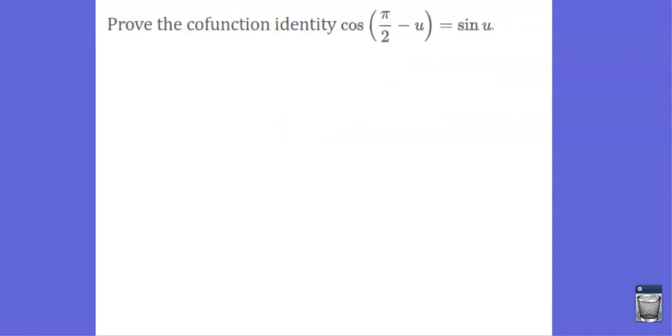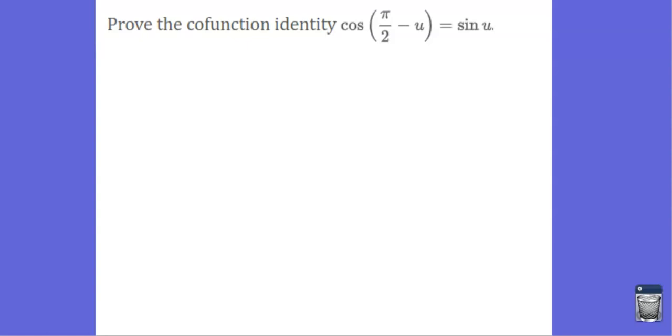All right, so let's prove the cofunction identity: cosine of pi over 2 minus u equals sine of u. So we're just proving that this is true. And again, a cofunction is basically a function that is phase different. Like the cosine and sine functions, if you look at the graphs of them, they are very similar graphs. They're just phased over from one another. So cosine and sine are literally cofunctions of each other. So what we're going to prove is that this identity is actually true.